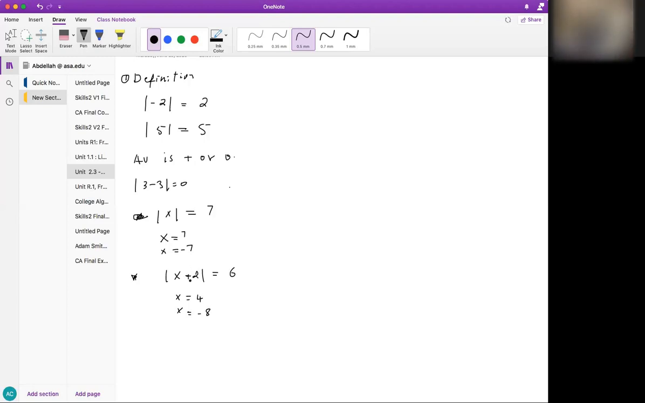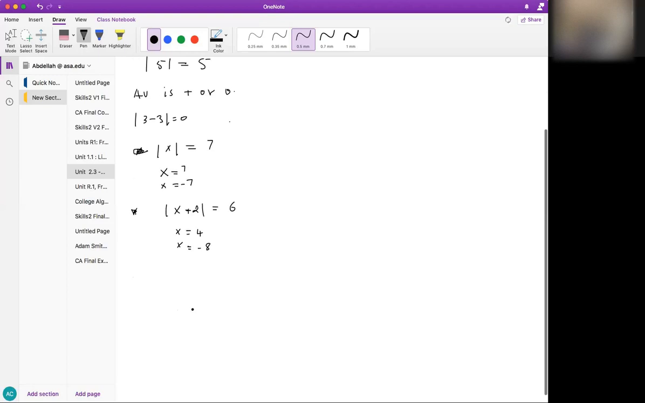Okay, so this one also has two solutions. Again, simply because if you plug in 4, 4 plus 2 is 6, and the absolute value of 6 is 6. Also, if you put in -8, -8 plus 2 is -6. The absolute value of -6 will be 6. So that equation also has two solutions.